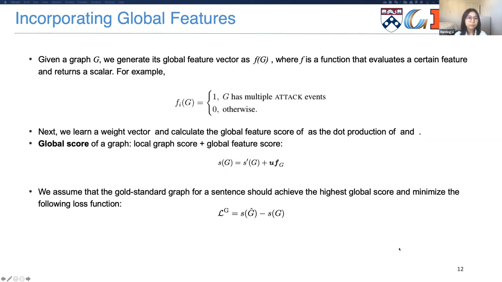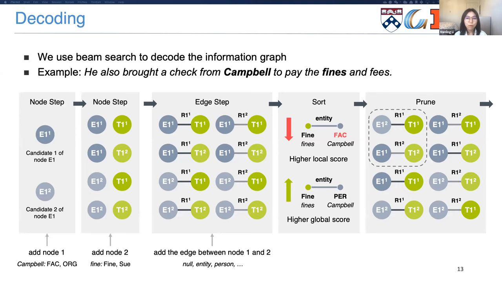With these schema features, we not only use the type prediction score, but also add a global feature score. So it learns the weight of each feature automatically and adds the weighted score into the type prediction score. And here we call the type prediction score the local score, since it only relies on the prediction of types. And for the global feature score, we add it into the local score, and we use this combined score to do beam search to generate the graph.